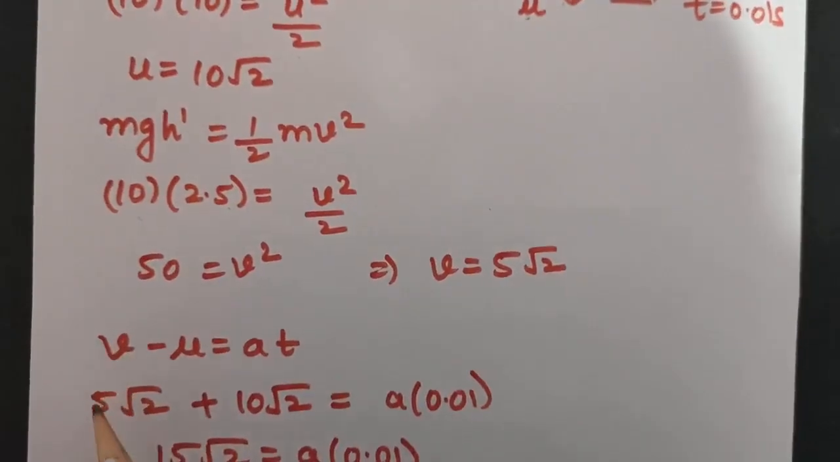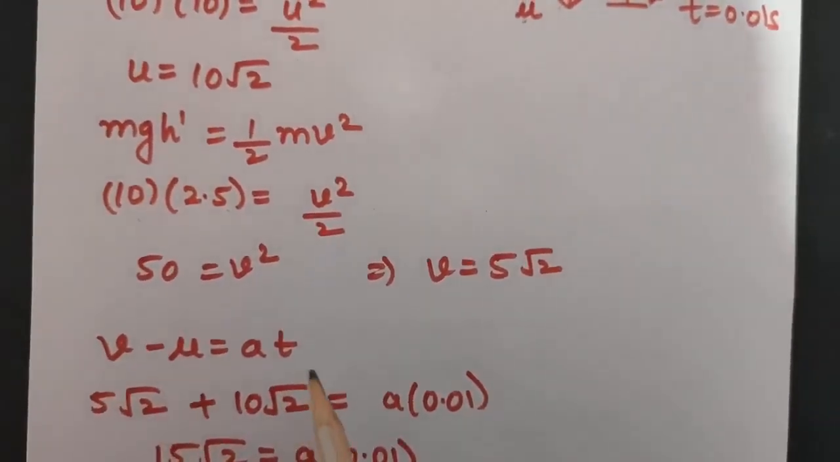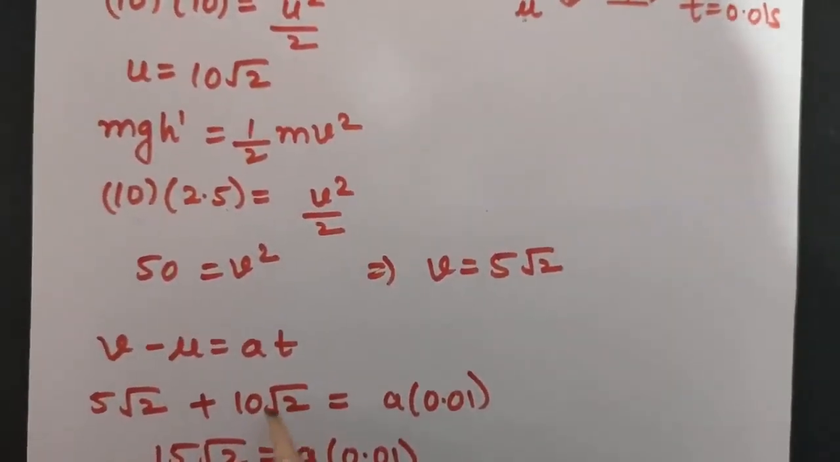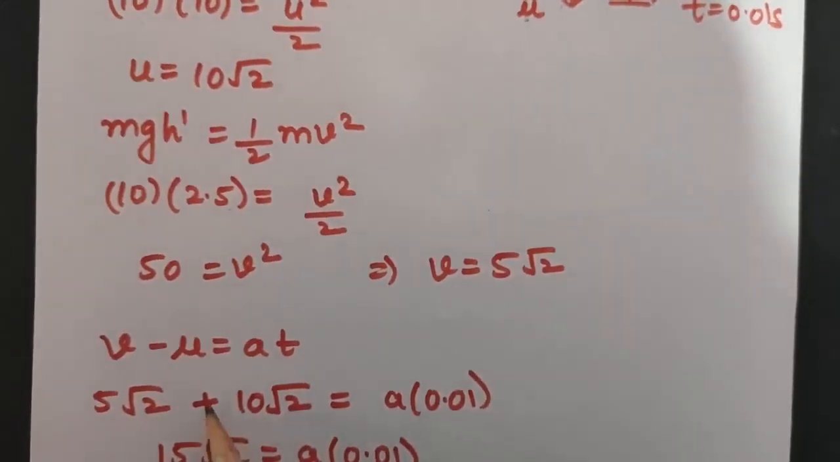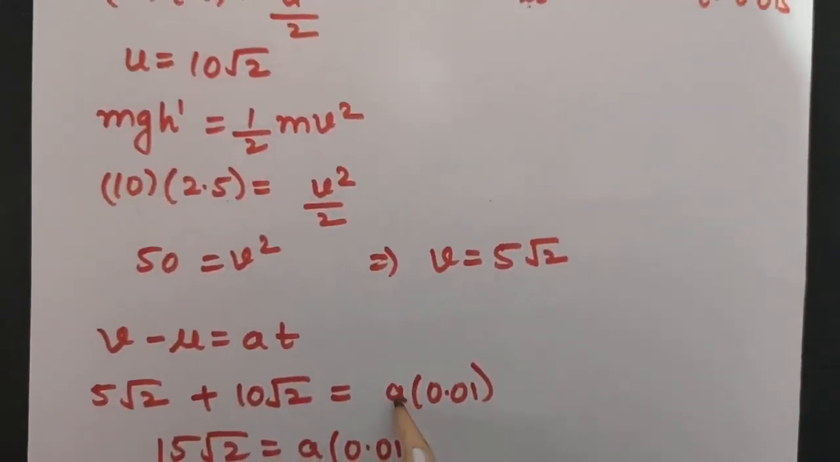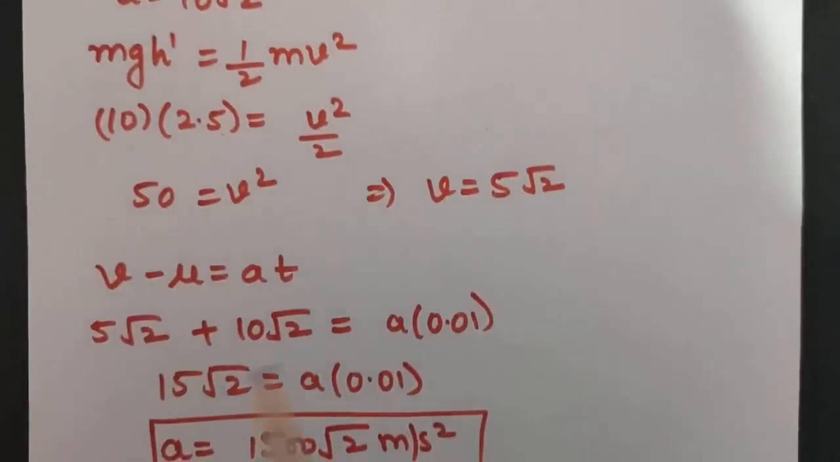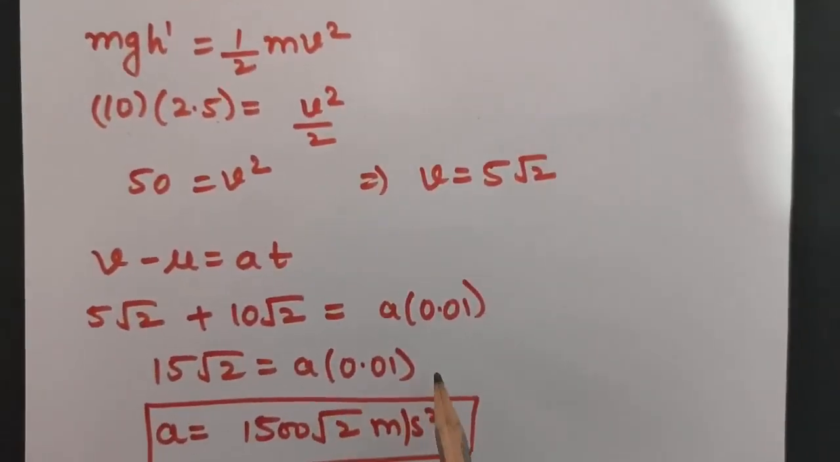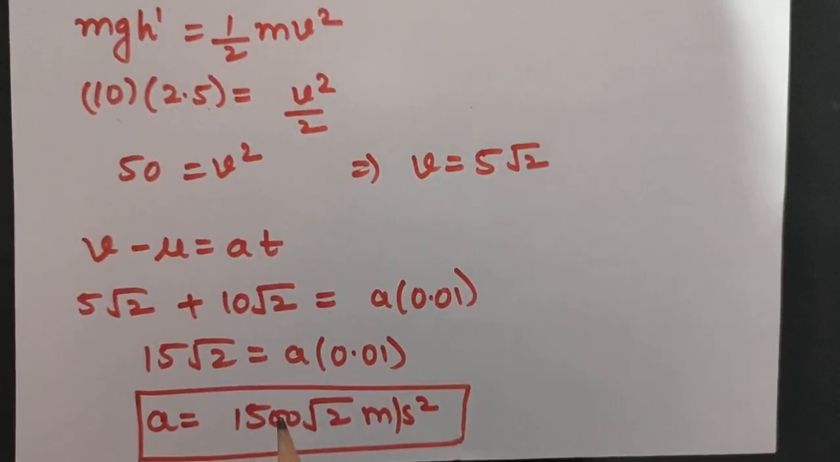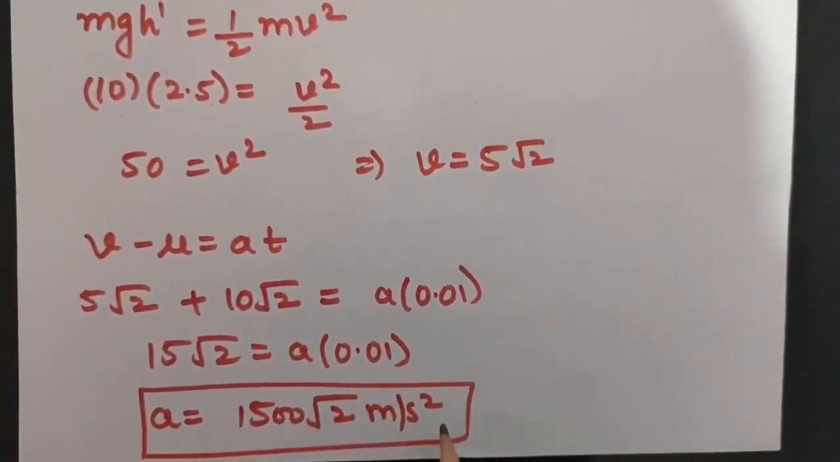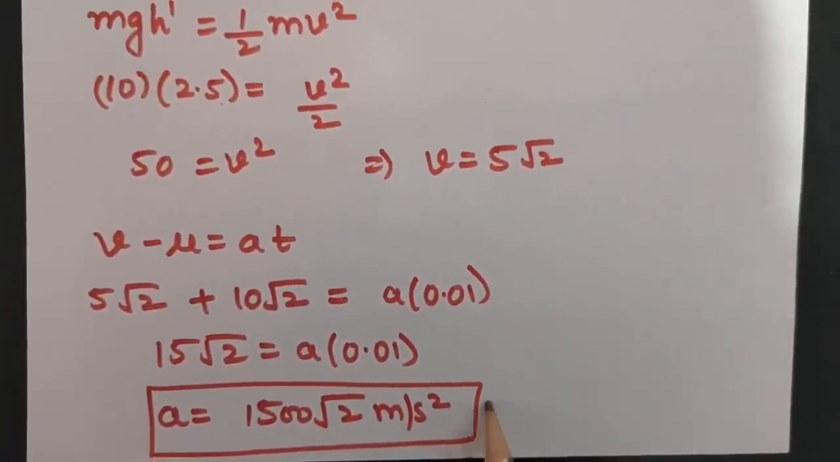So v is 5 root 2 minus of 10 root 2 because it is in the downward direction. So minus will be plus, and it is equal to at. So from here it will be 15 root 2 is equal to a into 0.01. So from here a will come to be 1500 into root 2 meter per second square. So this is the value of the acceleration during the time of contact.